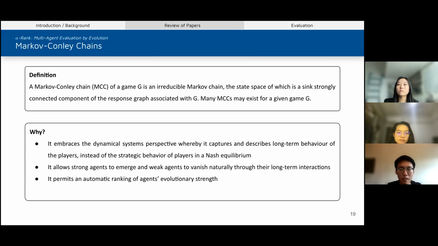Markov-Conley chain is a concept rooted in dynamical systems. When applied in a game, it is essentially an irreducible Markov chain from which we can compute the most likely states to be the optimal states. It takes an evolutionary point of view and ranks the least transient strategies in the highest places.